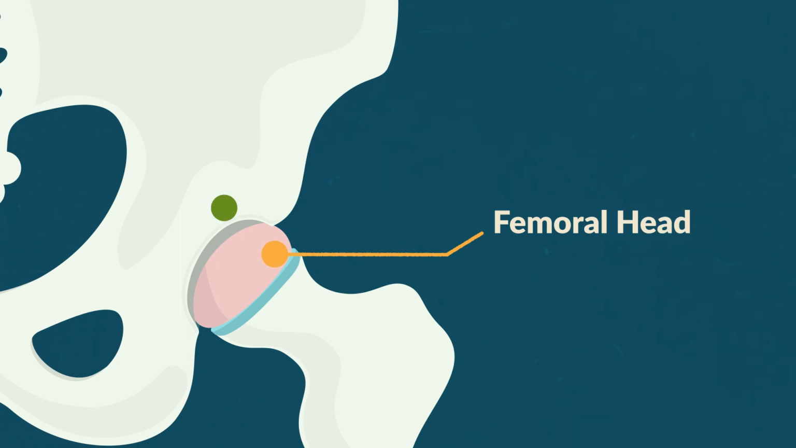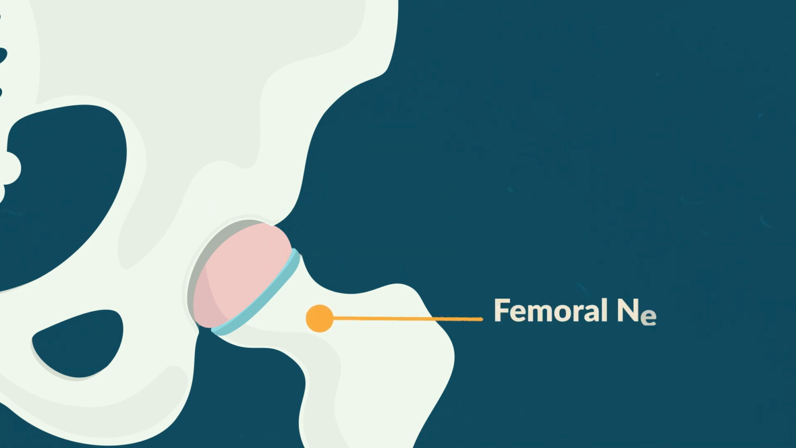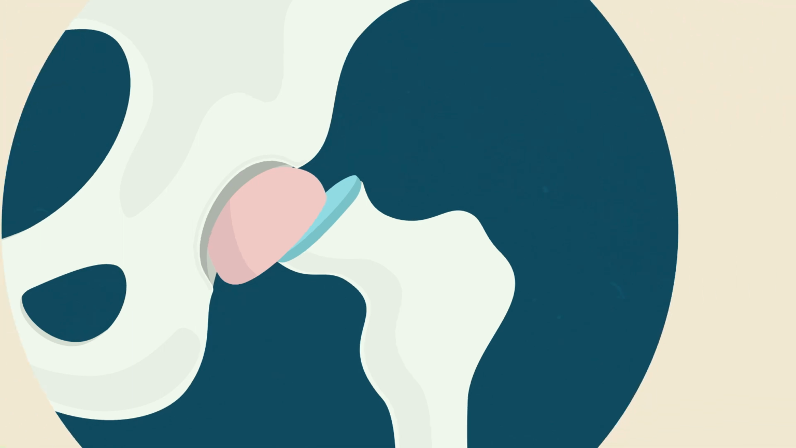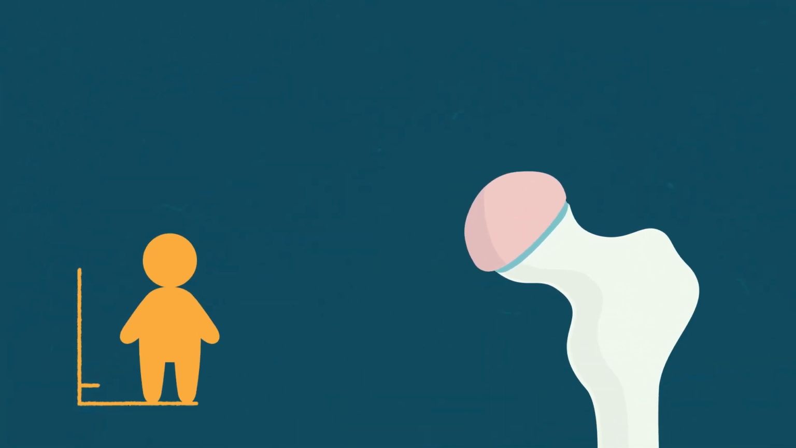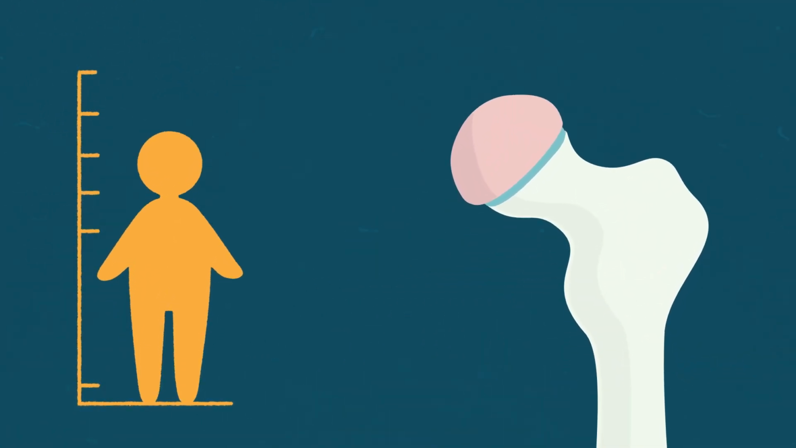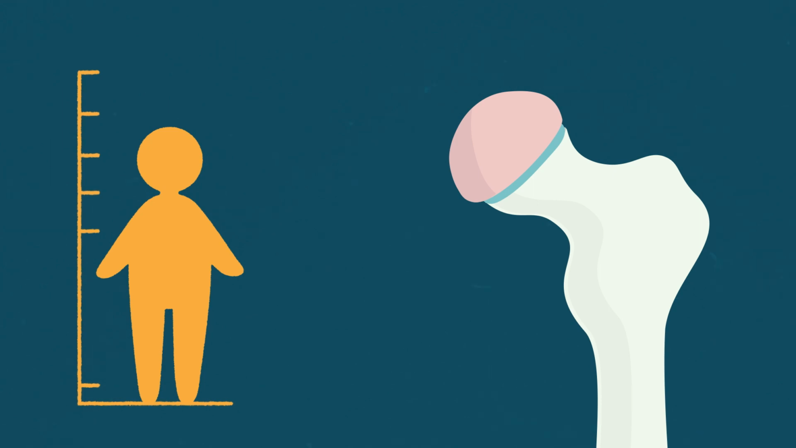The hip is a ball and socket joint that consists of the femoral head, the ball, and the acetabulum, the socket. The femoral head is attached to the rest of the femur by the femoral neck. SCFE occurs when the femoral head slips backwards off the neck of the femur. This can happen because children have an area of cartilage underneath the femoral head, called the growth plate. This is where the bone grows along with the child and is weaker than normal bone.